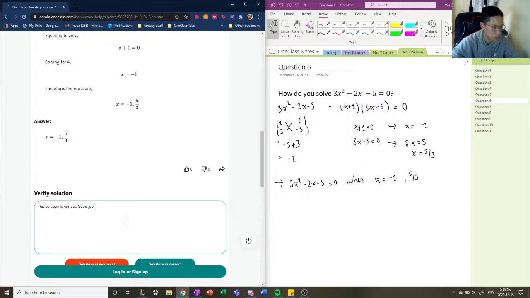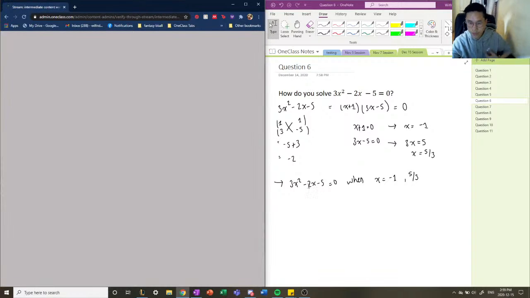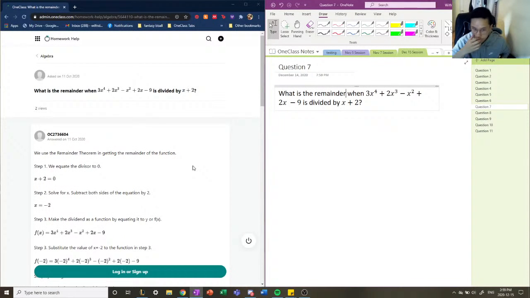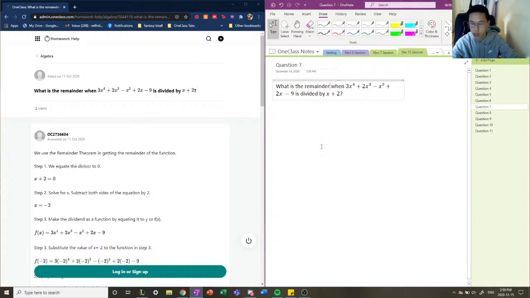Good job. Cool. All right, let's move on to question number 7. All right, so question number 7 reads, what is the remainder when 3x to the power of 4 plus 2x cubed minus x squared plus 2x minus 9 is divided by x plus 2?